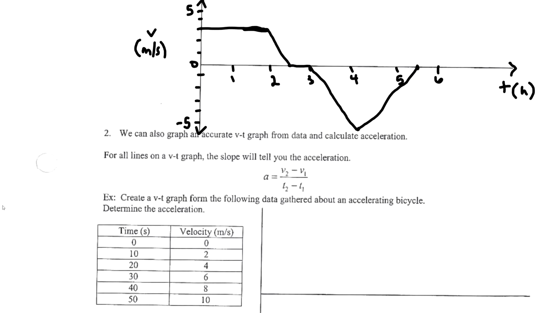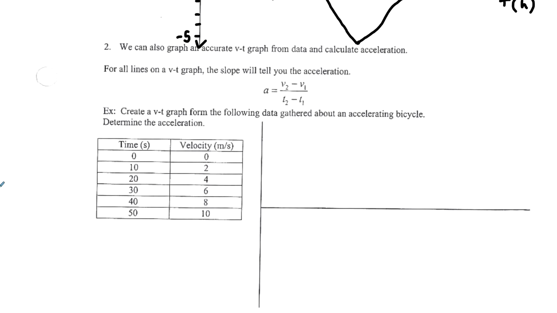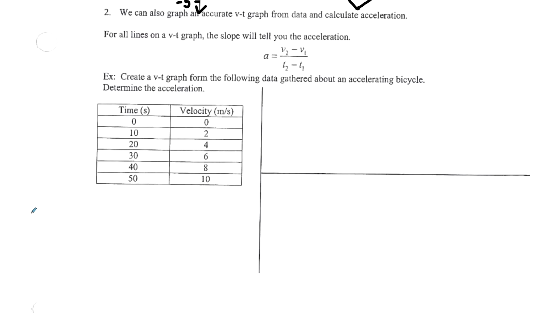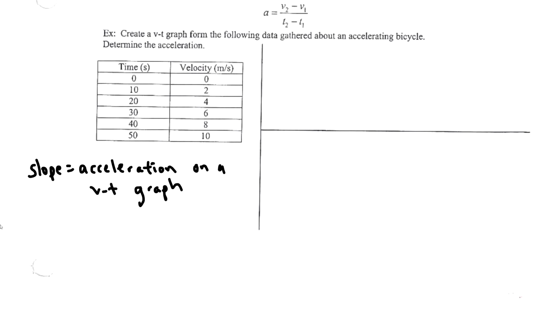Okay, so the very last thing here is we can also make a velocity time graph, and we can calculate the slope of the line on the graph, and that slope will tell us the slope on a velocity time graph is equal to the object's acceleration. Okay, so slope equals acceleration on a VT graph. Remember, on a PT graph, slope equaled velocity.